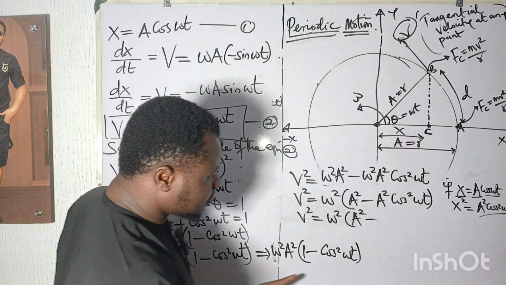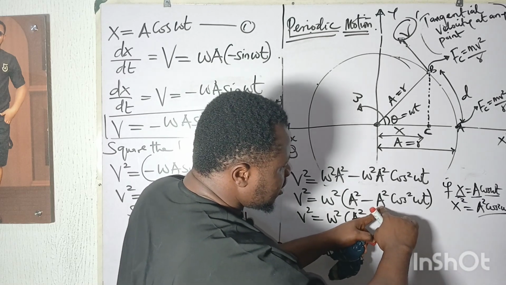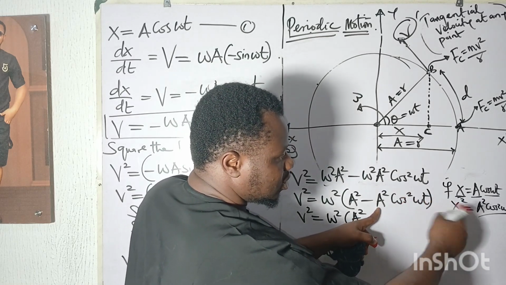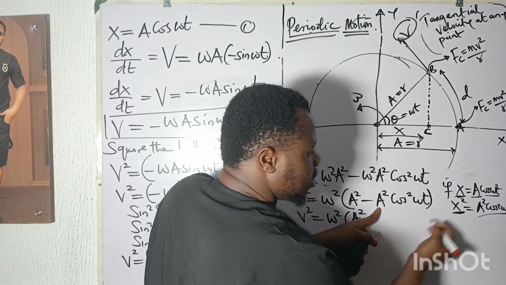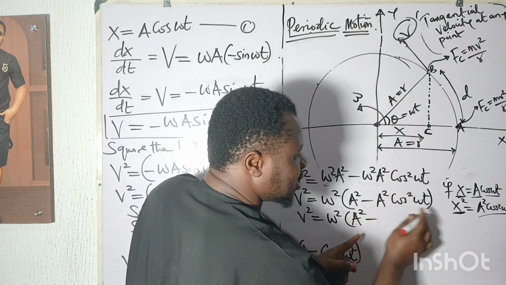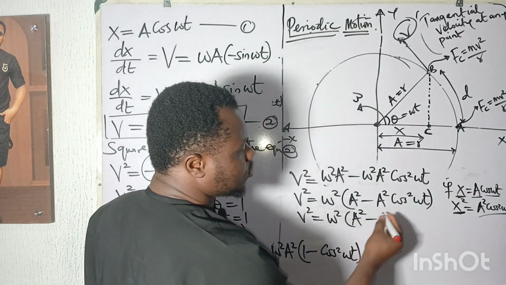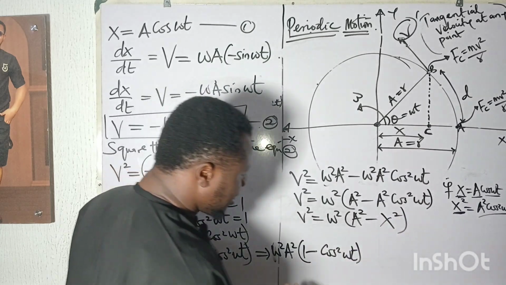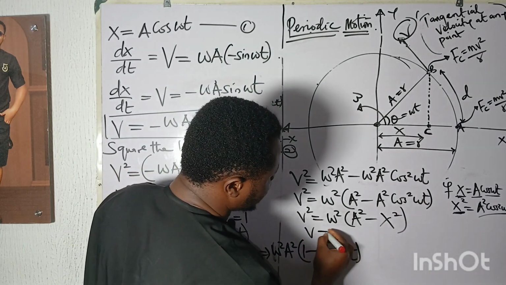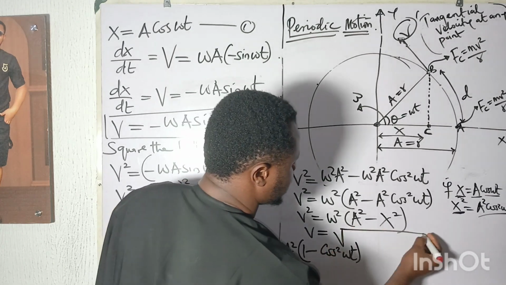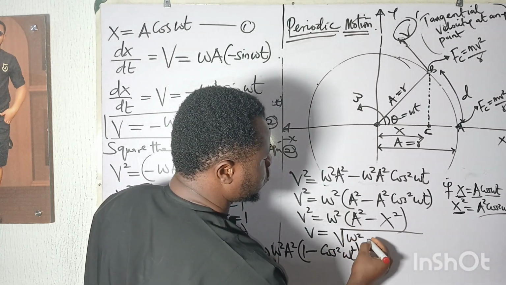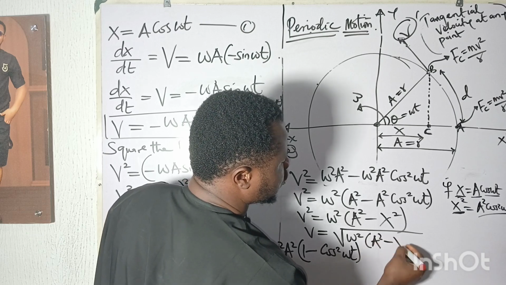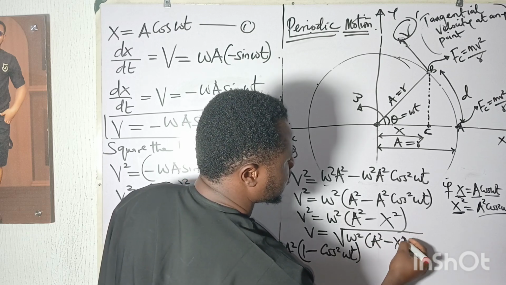That means that here, where we have A square cos square ωt is the same thing as x square, because if I don't square it, I'm going to have x. So I'm going to call the whole of this thing now x square. So finally, v is equal to square root of ω square into A square minus x square.